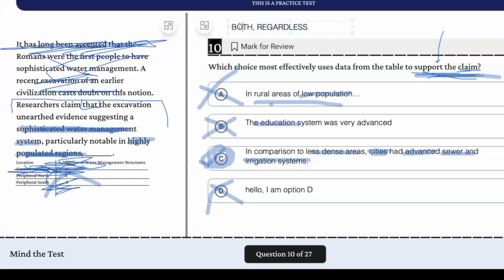So the words regardless and both, be careful. They're often, but not always, wrong. I would call them a red flag. Because again, typically you want to show difference. Unless it says to weaken a claim. And if you're trying to weaken a claim, then yeah, this is good because it shows, oh, both groups were the same. So nothing happened, nothing changed.